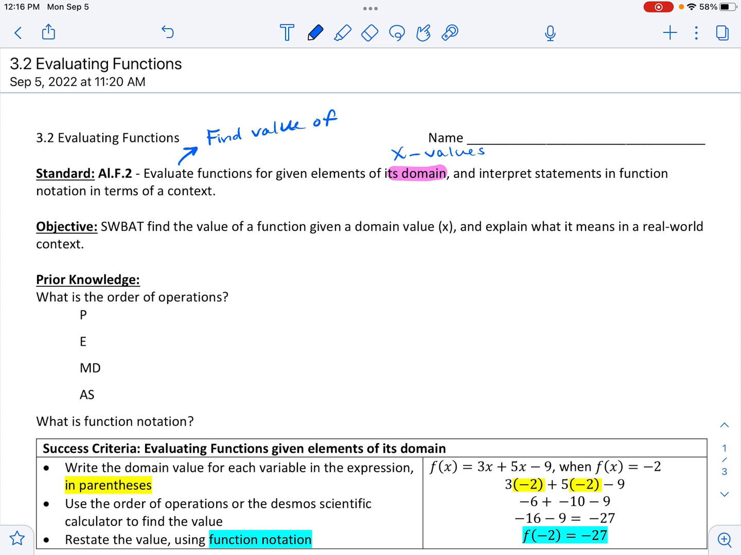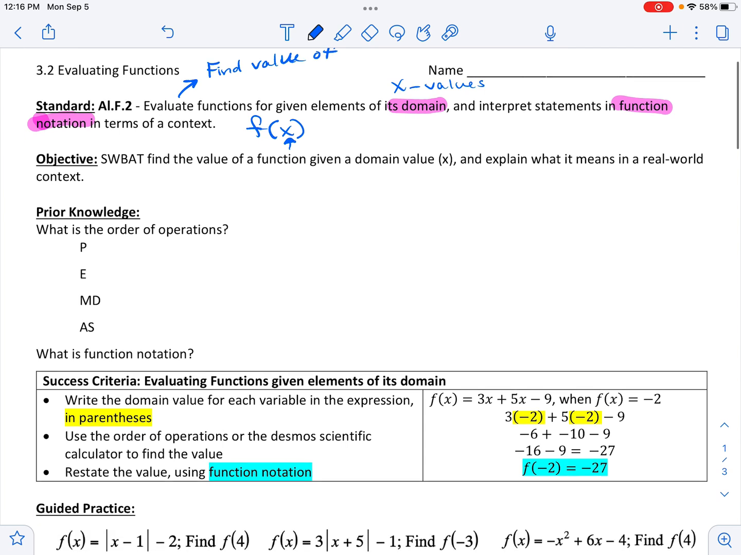And then we're going to interpret the statements in function notation. We also talked about function notation in last class. Remember, function notation simply means we're going to write it as f of x. This is going to change slightly today. We're going to change that x, but that's still function notation. Students will be able to find the value of a function given its domain value of x and explain what it means in a real-world context.